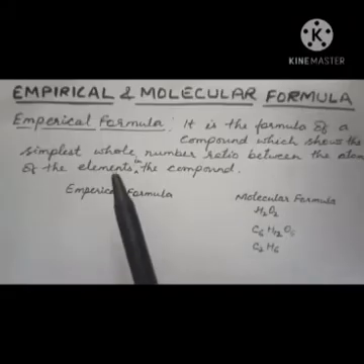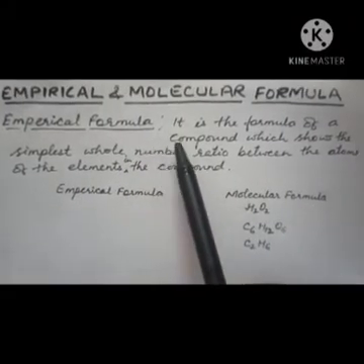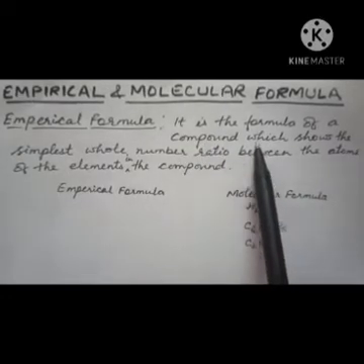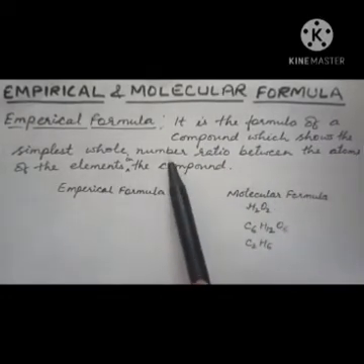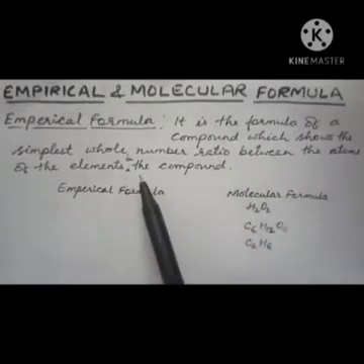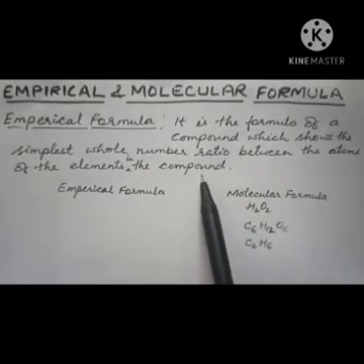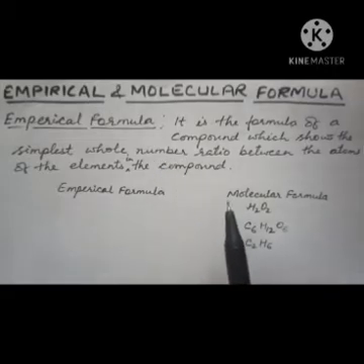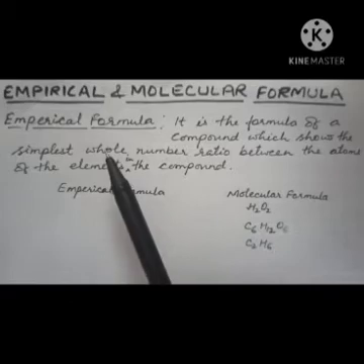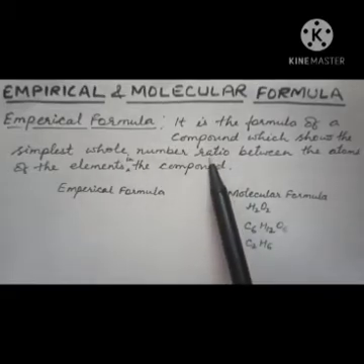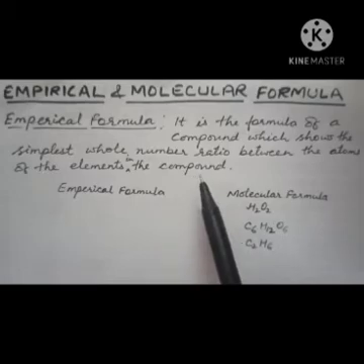Now children, today we will discuss how to find out the empirical formula and molecular formula. Let's start first: what is empirical formula and how to find it? Empirical formula is a formula of a compound which shows the simplest whole number ratio between the atoms of the elements in the compound. Simply, it is the simplest formula of a compound.